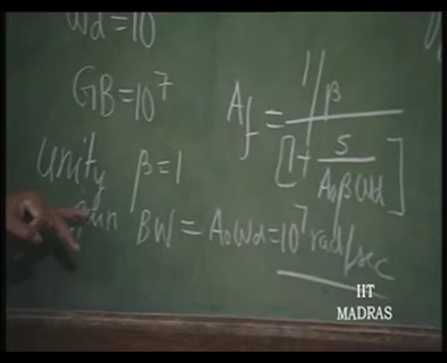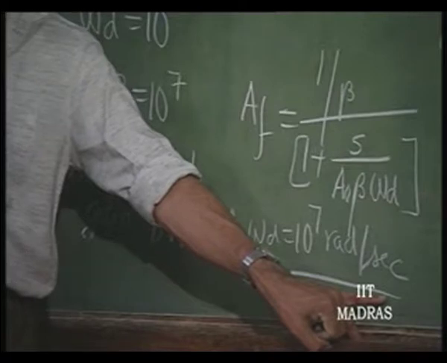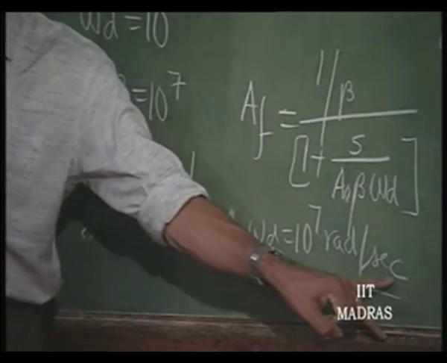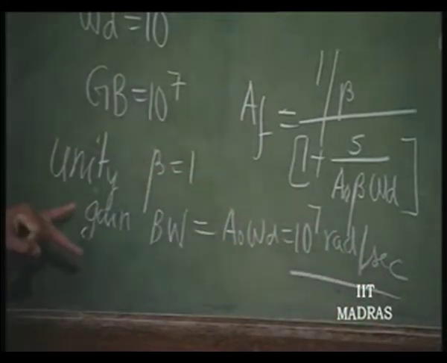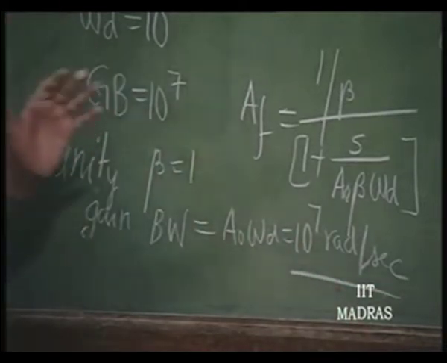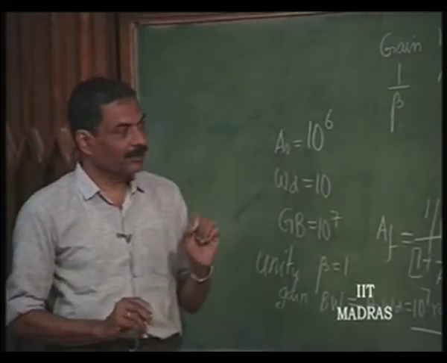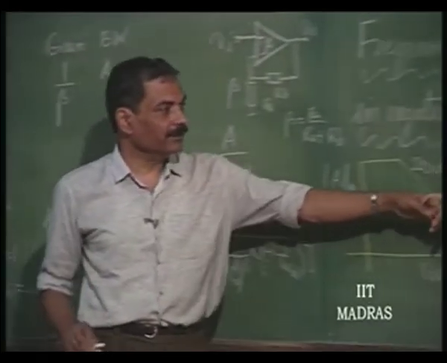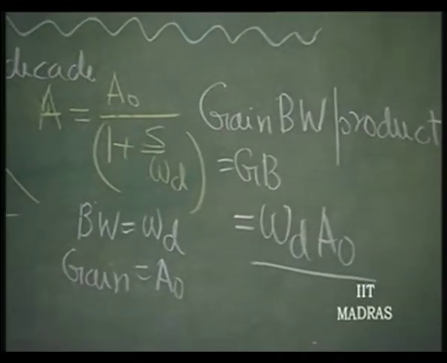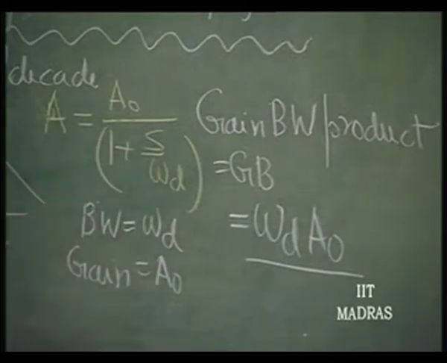So, as a unity gain amplifier, it can be used up to 10 to power 7 radians per second bandwidth. As a gain of 10, it can be used up to 10 to power 6 radians per second. As a gain of 100, it can be used up to 10 to power 5 radians per second. So, the gain into bandwidth of such a negative feedback amplifier is always a constant. This is applicable when we have this as a first order system, okay, that the gain is predominantly determined by this pole in the entire range.